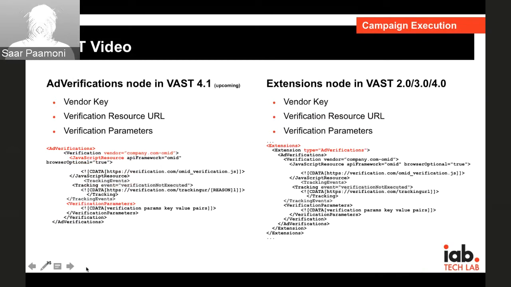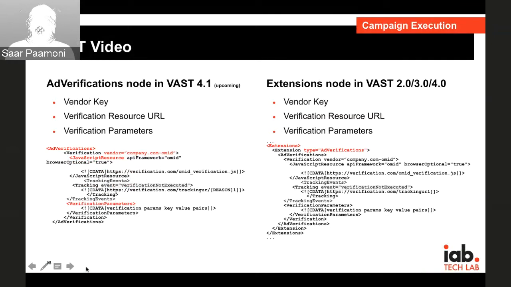Within VAST, there will be a first class node called Ad Verification, made up of core pieces. There will be a verification node that carries the vendor ID. Within it, it will hold the JavaScript resource, a potential tracking event for when this tag cannot be executed or failed to execute, and finally verification parameters.